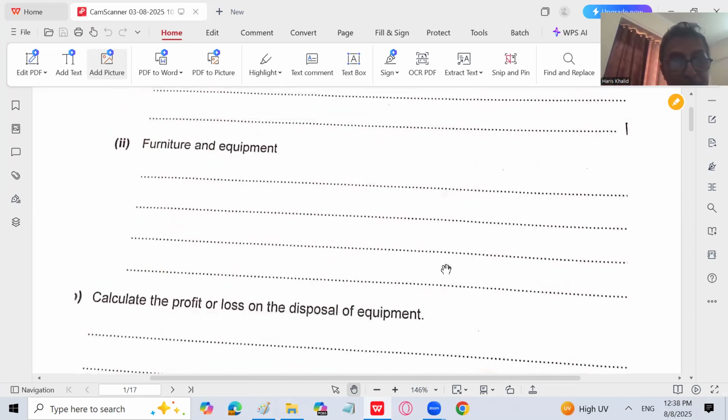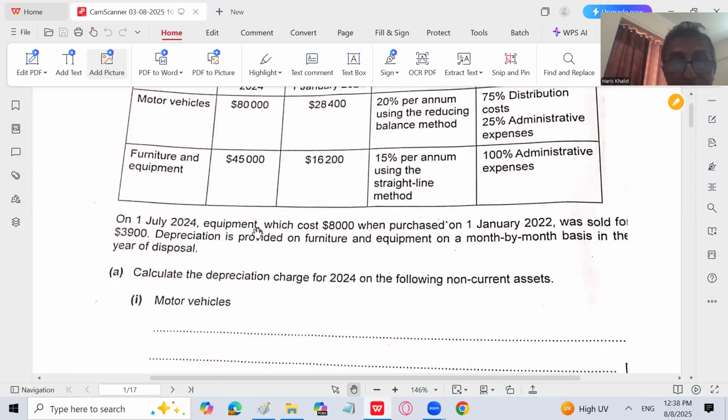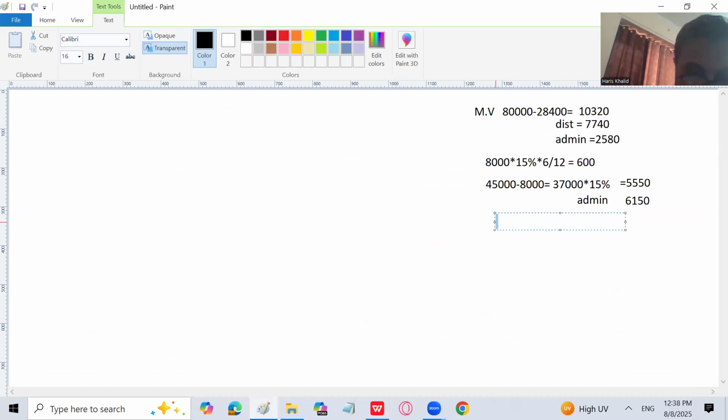Now calculate the profit or loss on the disposal of equipment. The equipment which has been disposed of cost us 8,000, right? It has been purchased on 1st January 2022 and sold for 3,900 on 1st July 24. So let's calculate the depreciation on this asset. In 2022, it has been depreciated, 8,000 under straight line method on cost for the whole year, so the depreciation is going to be 1,200. Again, in 2023, it is going to be depreciated at the rate of 15% on cost, straight line method, so that is again 1,200.